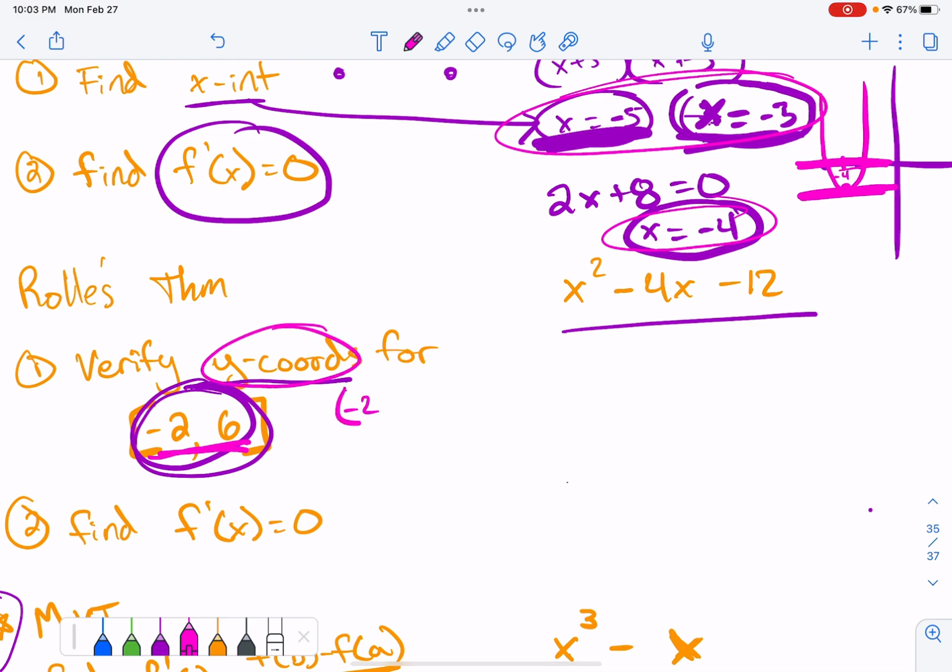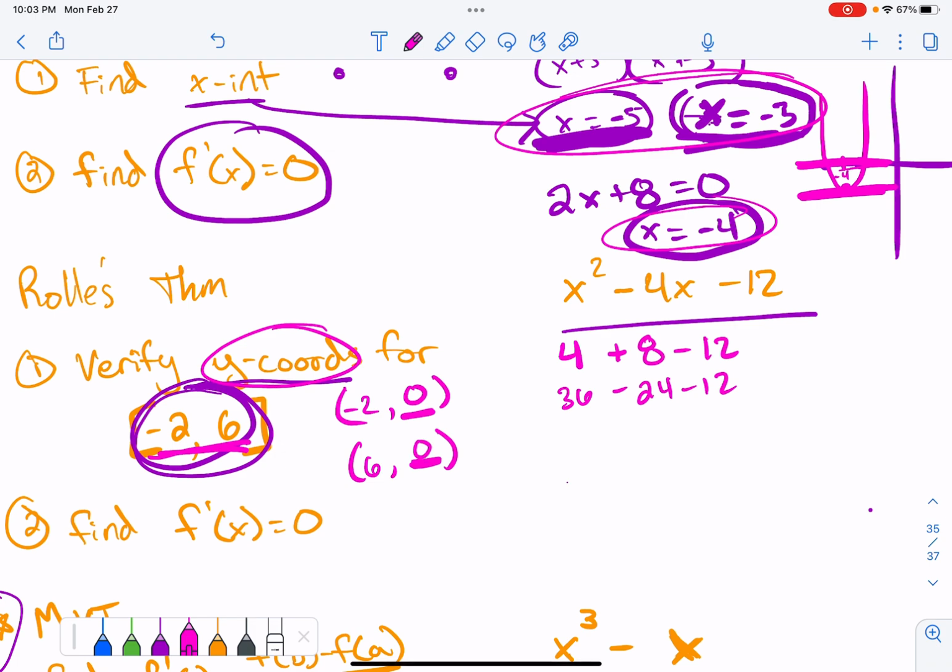All right, now here it says verify that between -2 and 6, I have the same y-coordinates. So I'm at -2 comma something, and I'm at 6 comma something. We just want to make sure that these two coordinates are the same value when we plug them in. So if I plug -2 into that, -2 squared is 4, minus 4 times -2 is a positive 8, minus 12. 4 plus 8 minus 12 is 0. Okay, hey, there you go. 6, if I square it, is 36 minus 24 minus 12. That's also 0.